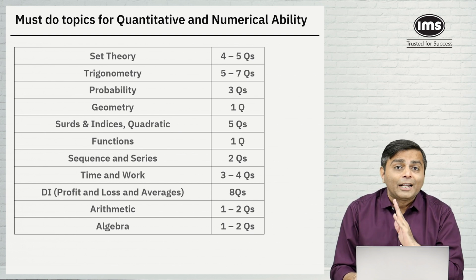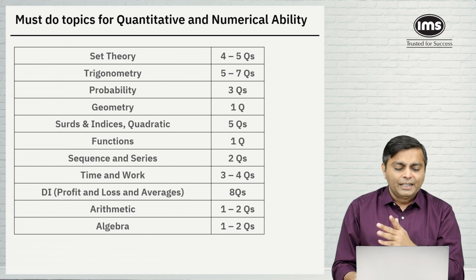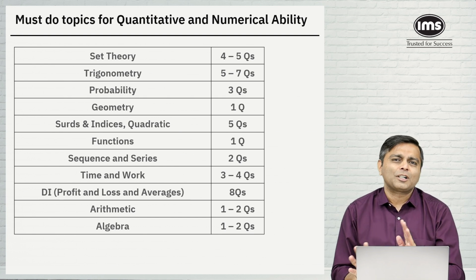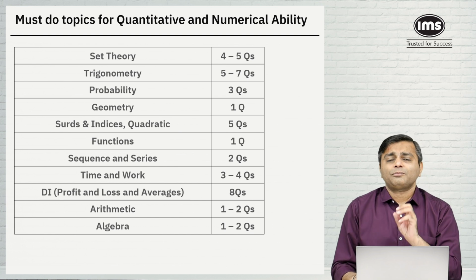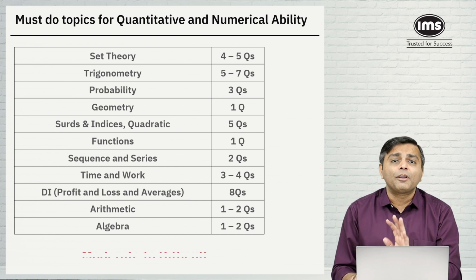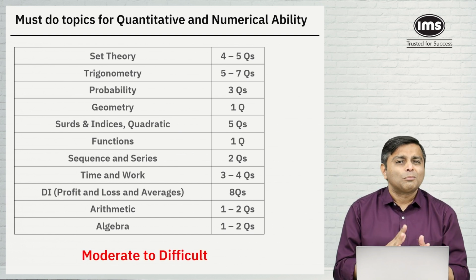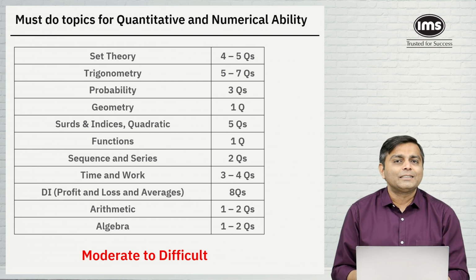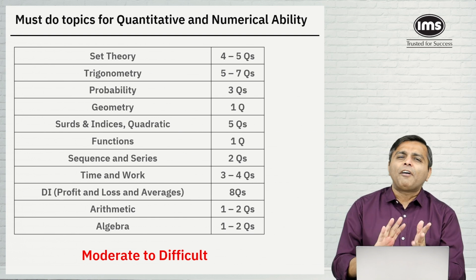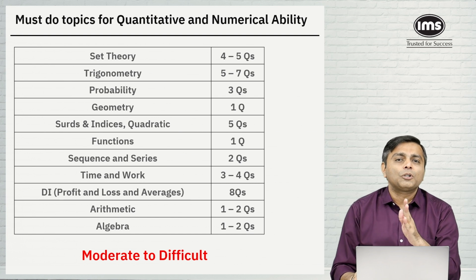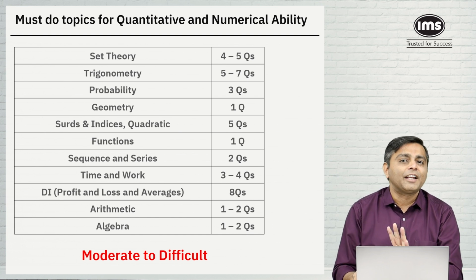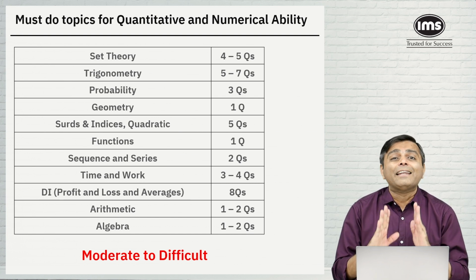If not, please do that also. Arithmetic had 1-2, algebra had 1-2 questions. So roughly this was the split for the quant section. What we found was the difficulty level of the quant is moderate to difficult. It is not very easy. So 25-ish questions is a good attempt. If you get near about 30, 32-ish, it's a very good performance in quant.